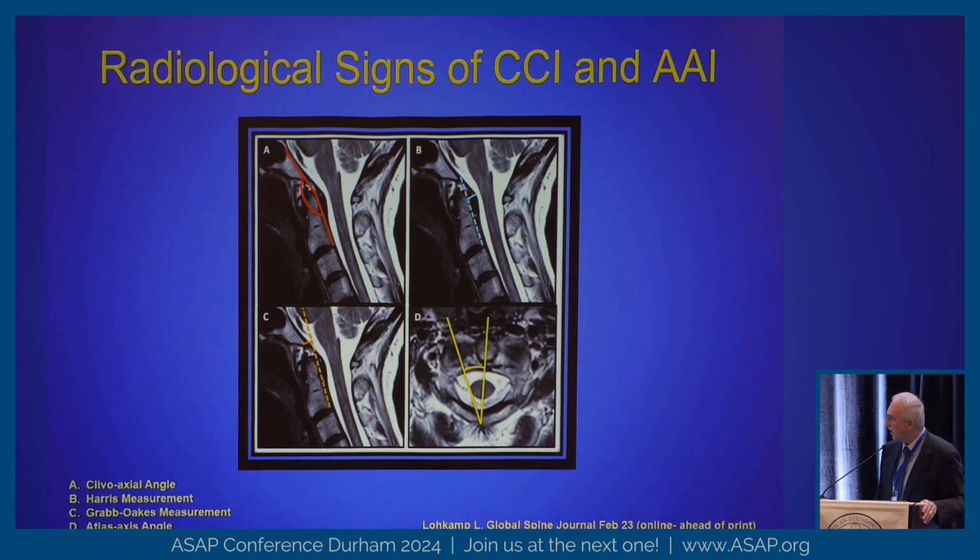There are a variety of different radiologic signs, which you as neurosurgeons in the audience know far better than I, but there's obviously the clivo-axial angle, which I believe was discussed already at this meeting, Harris measurements, Grabb-Oakes measurements, etc. And those are the descriptions or demonstrations of those on the radiographic slides.